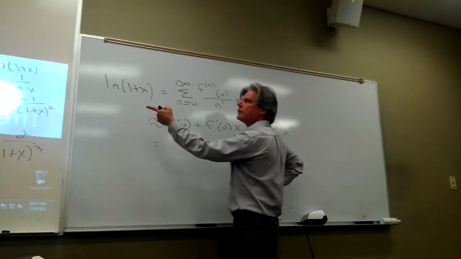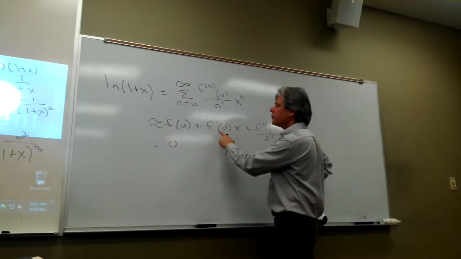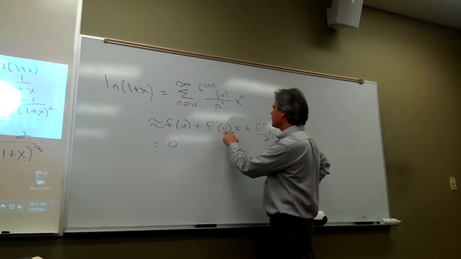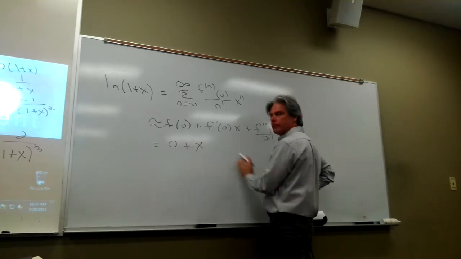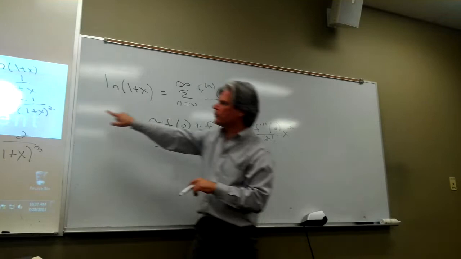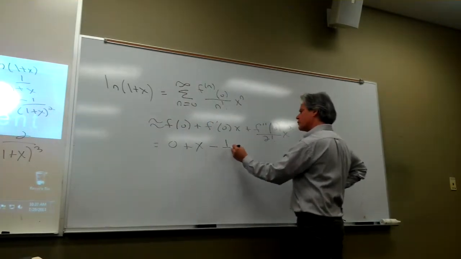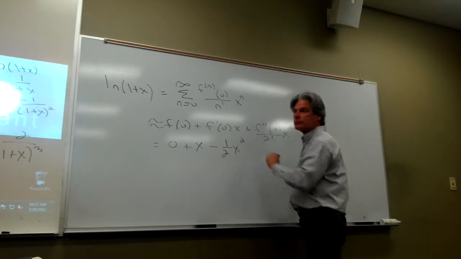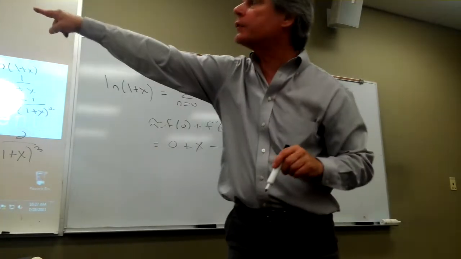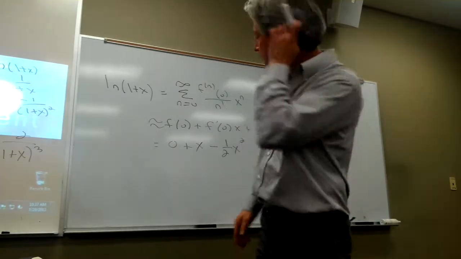F evaluated at 0 is, oh, how nice. F prime evaluated at 0 is positive 1 times x. There's my next term. And f double prime evaluated at 0 is going to be, is that a negative 1, over 2 factorial times x squared? Oh, thank goodness, you guys. It's the same thing he got. I was just generating out of thin air.